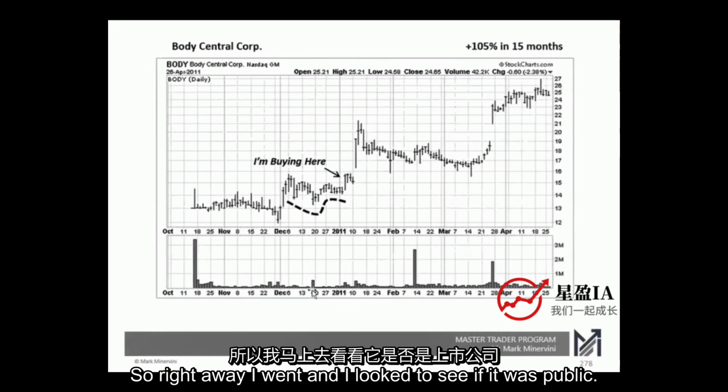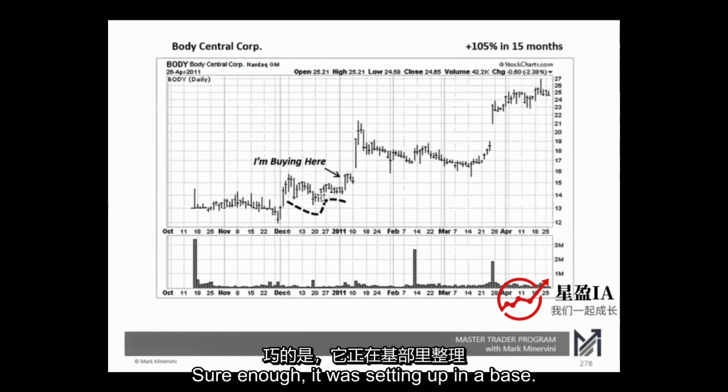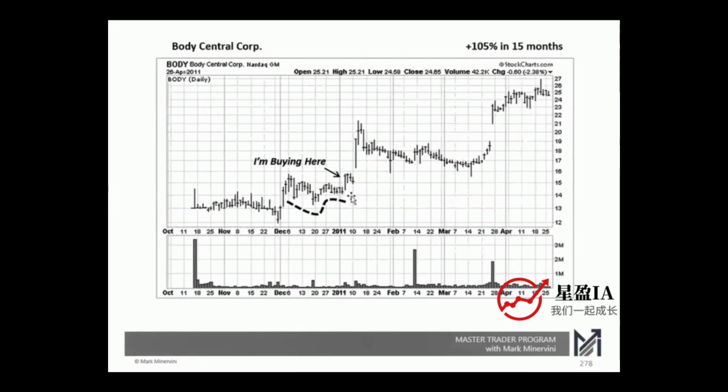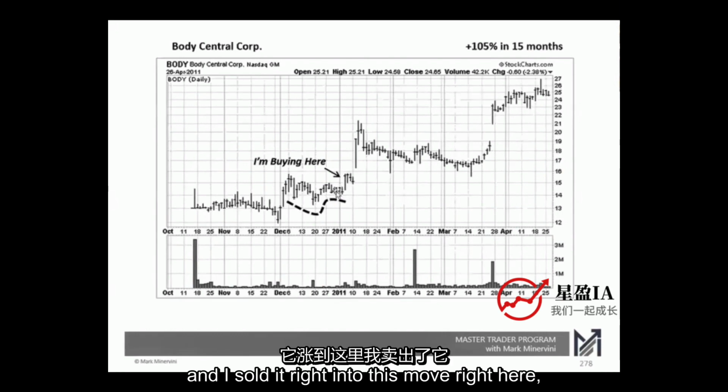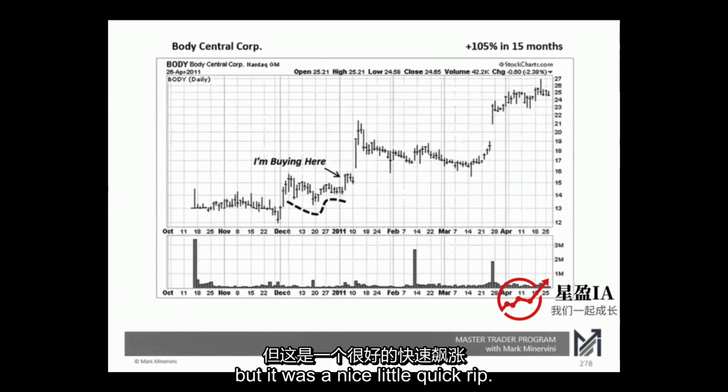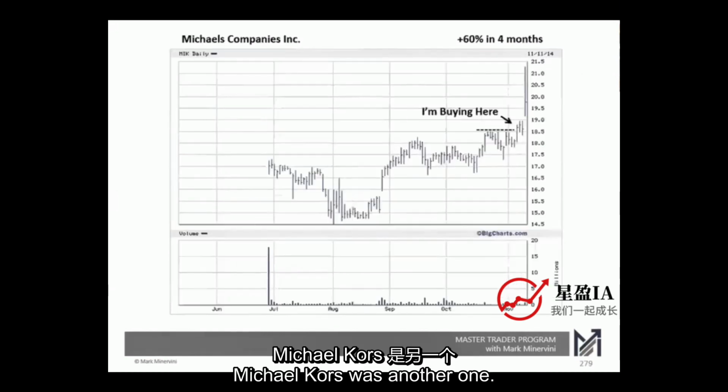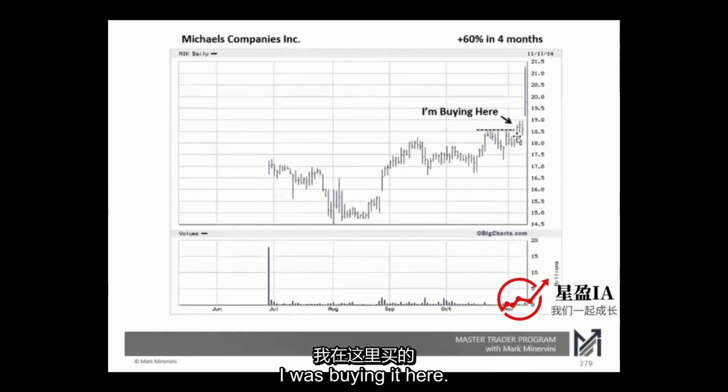So right away I went and looked to see if it was public, and sure enough, it was setting up in a base. I bought it as soon as it broke out, and I sold it right into this move right here. But it was a nice little quick rip. Michaels was another one. I was buying it here.